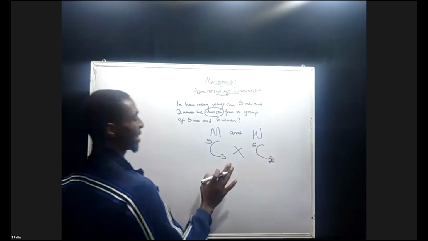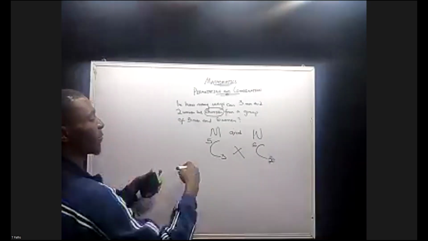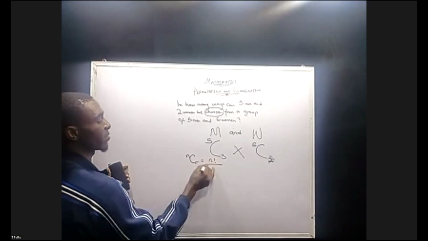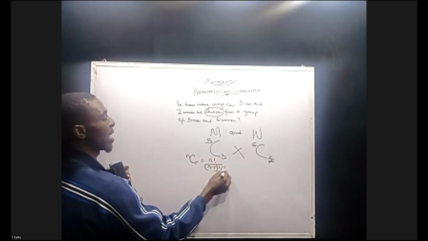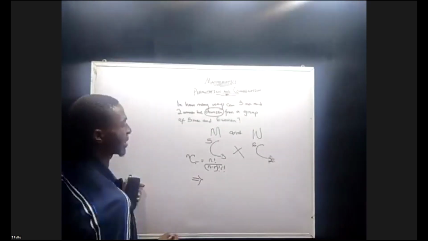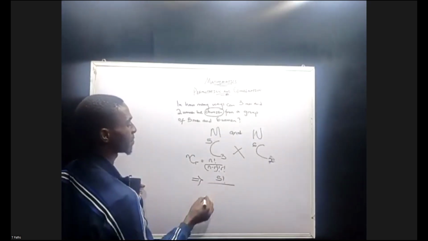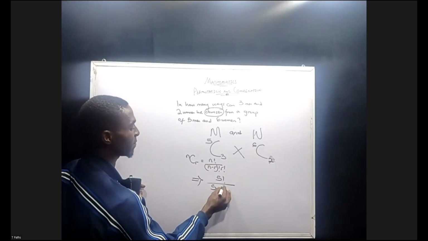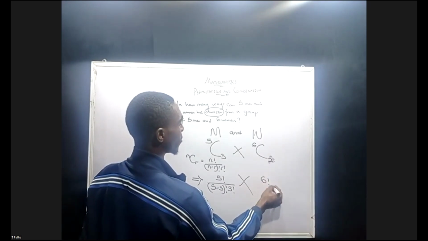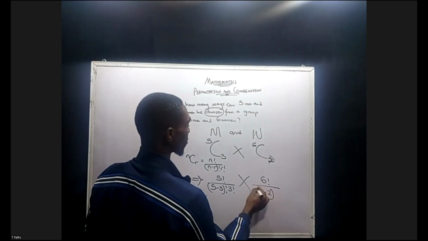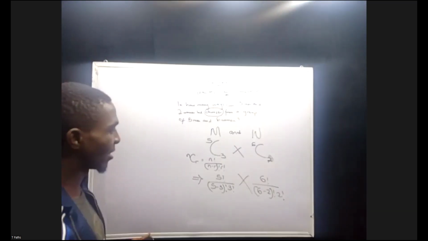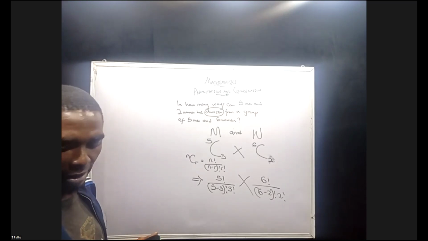This is the translation. Now, we can introduce our formula that says nCr equals n factorial over n minus r factorial, r factorial. So this implies that here becomes 5 factorial over 5 minus 3 factorial, 3 factorial, and 6 factorial over 6 minus 2 factorial, 2 factorial. So that is just the translation of what we have on the board there.